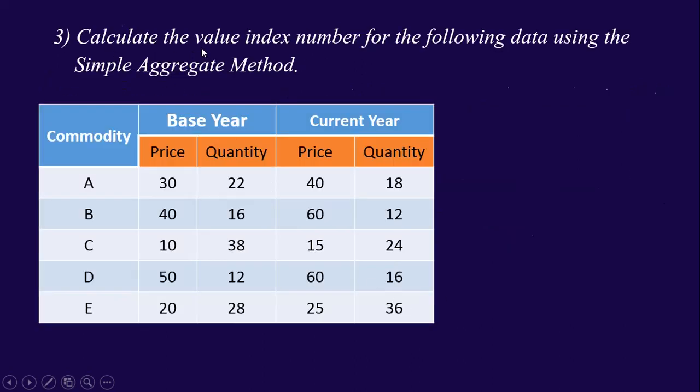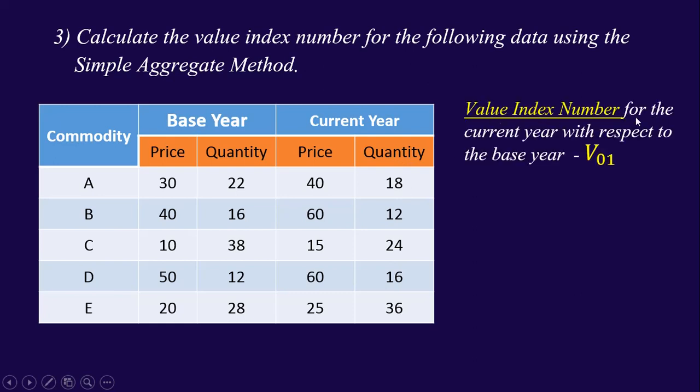Now third example: calculate the value index number for the following data using the simple aggregate method. Now commodities are A, B, C, D, E. Base year prices are given, base year quantities are given, current year prices are given, current year quantities are given. Now the value index number for the current year with respect to the base year is denoted by V01, and we know that value is the product of price and quantity. So these are values of P0, these are values of Q0. Current year price we denote by P1, current year quantity we denote by Q1.